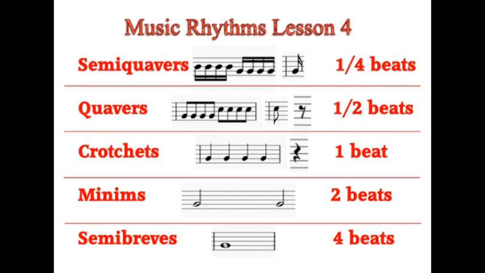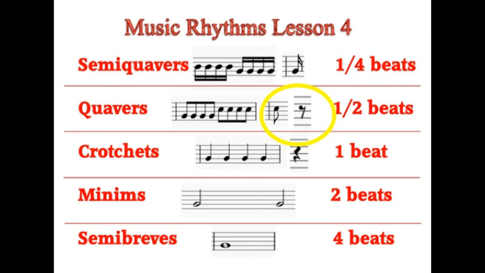Second row down, we've got the quavers, and they are half beats. So 2 of those make up a beat, and they can also come in groups of 4 or pairs or on their own. In 4s or pairs, they have 1 straight line across, and on their own, they have 1 squiggly tail, as opposed to the double squiggly tail of the semiquaver.